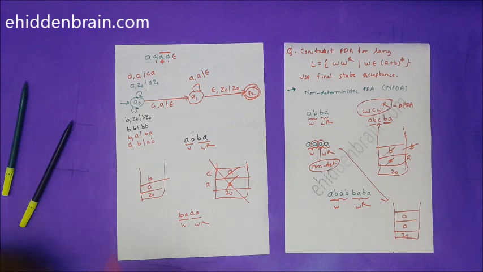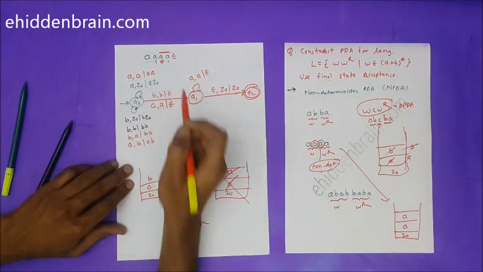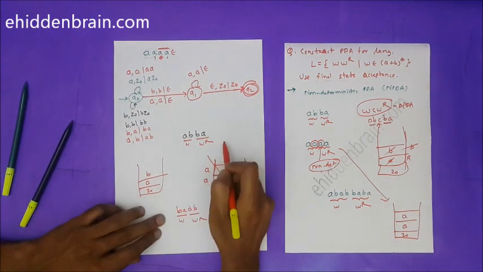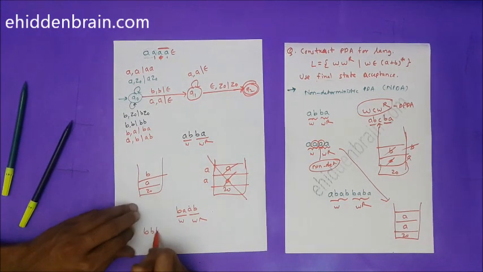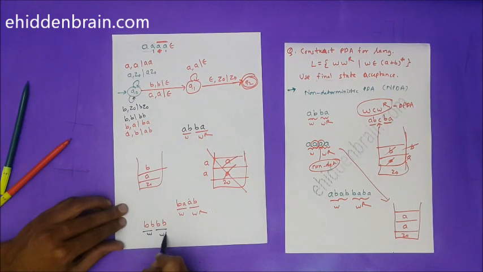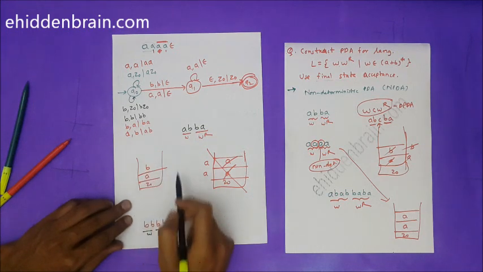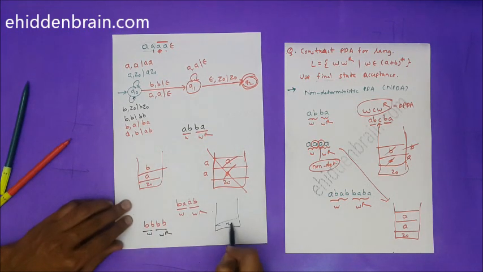Similarly for that, and similarly for AA, there will be a transition of BB. It means you can see this, if I have 4 B's, and this will be W, this will be W, and this will be W raised to R. What I will do is, for the first 2 B's I will push them. So I will push them. Let's have the stack. Z0 is top stack.